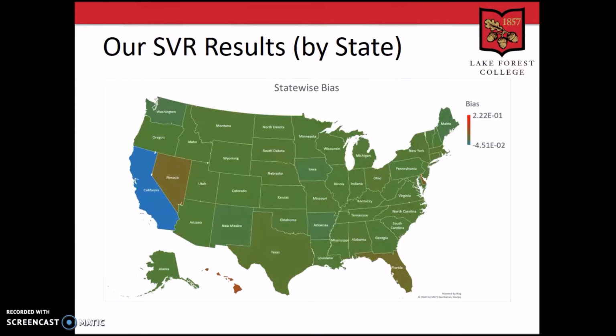So here's a map, statewise visualization of the same thing, and you can see other states which have slightly positive bias are Nevada, Florida. So these states also have a good solar installation.